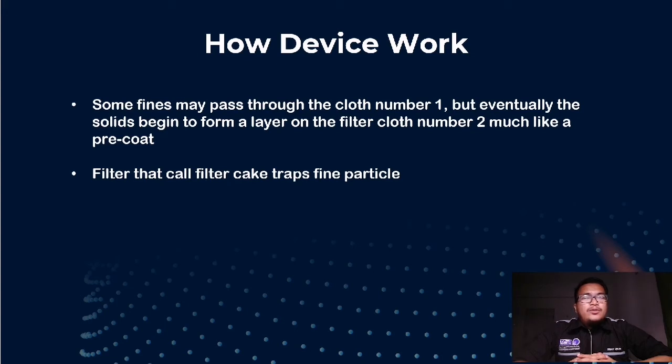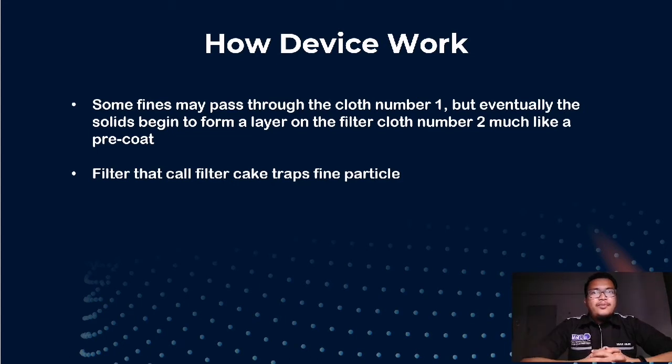It is pumped into the filter press. The solids are distributed evenly during the feed cycle. Solids begin to build on the filter cloth. Most of the solid and liquid separation is done by the filter cake building on the cloth.